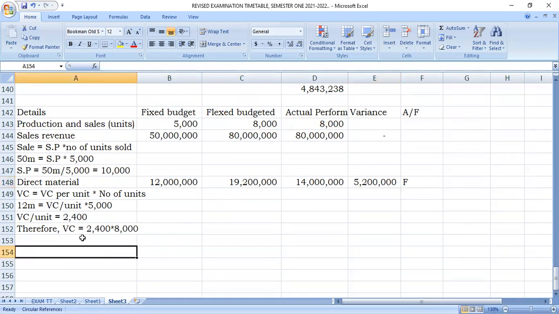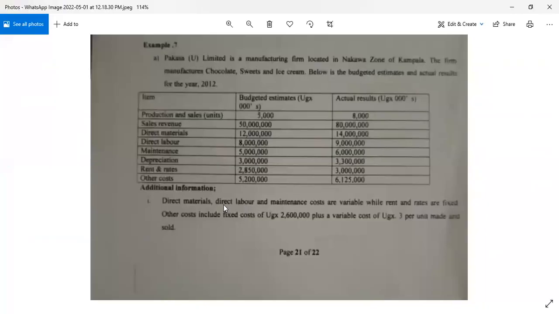So let's continue. We're done with material. We go to the next line. Let me use this additional information. They're saying direct labor is also variable. So direct labor is here, 8,000 and 9,000. I go and do the needful.